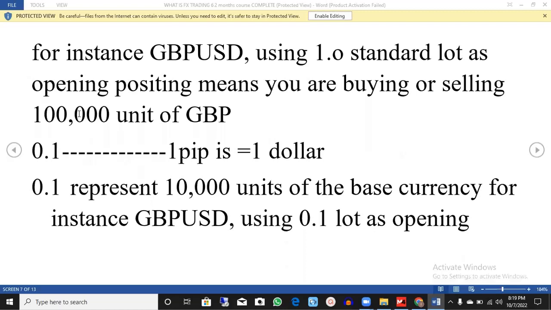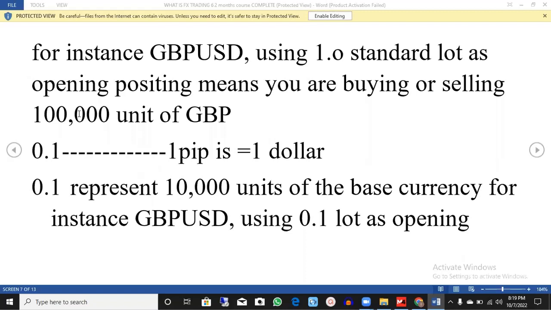I don't know if this makes sense to you, but it should not only excite you, it should also make you wary. It should make you wary because it simply means that you're putting something very huge in the market, 100,000 pounds. That's what you're buying. So imagine when you open one standard lot, 2, 3, 4. If you have 4 lots, it simply means you've bought 400,000 pounds. In naira, 80 million times 4.